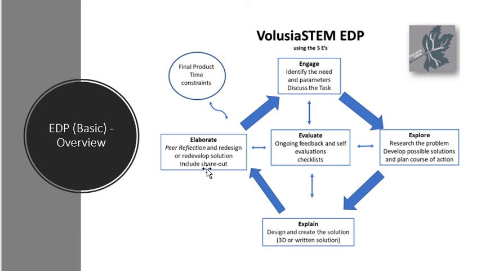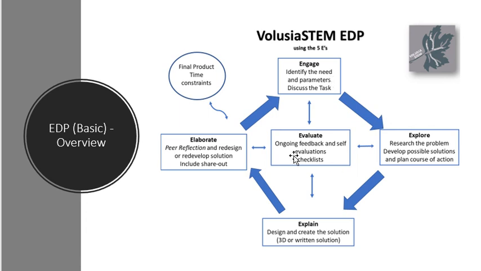After you've elaborated on the problem and your solution, through reflecting with your peers, redesigning or redeveloping your solution, and communicating with others, you go back to the engage step to re-identify the need based on what you've learned about the problem and what you've developed from your solution, redefining your parameters, so your requirements, and further discussing the task, and repeat the cycle. This is the Volusia STEM engineering design process using the 5 E's.